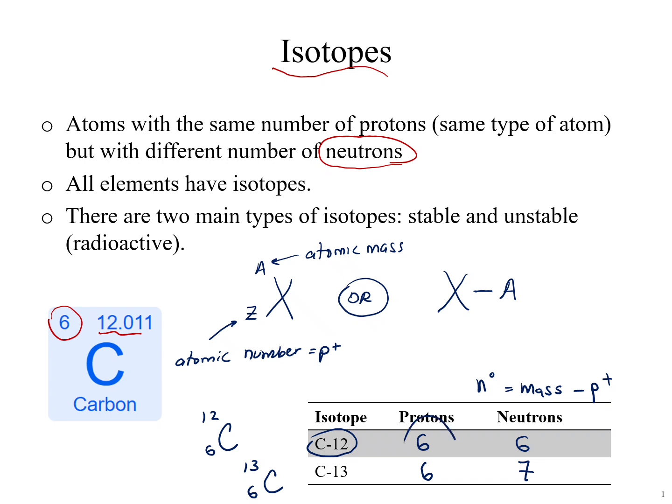We have the same number of protons because these are isotopes of carbon. We have 6 as the atomic number for carbon, regardless of the mass of the isotope. And then the number of neutrons is different. We have 6 neutrons when the mass is 12, and then we have 7 neutrons when the mass is 13. So two isotopes of carbon have the same number of protons but a different number of neutrons.